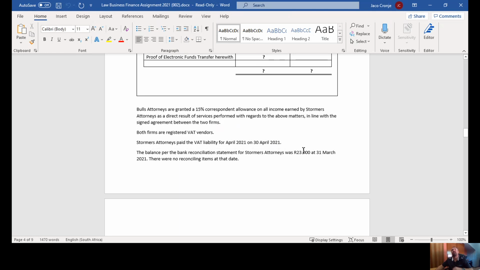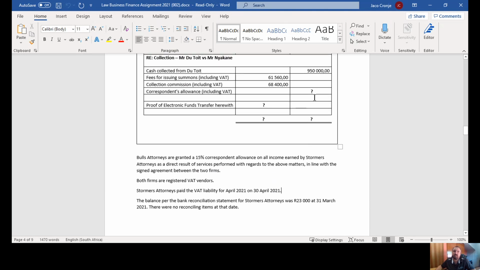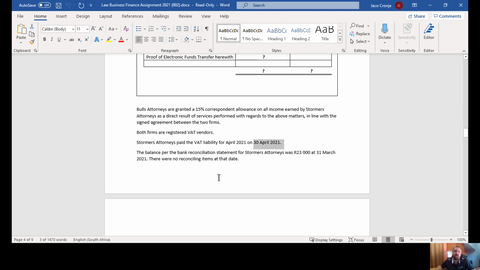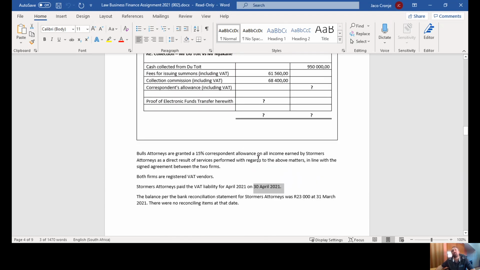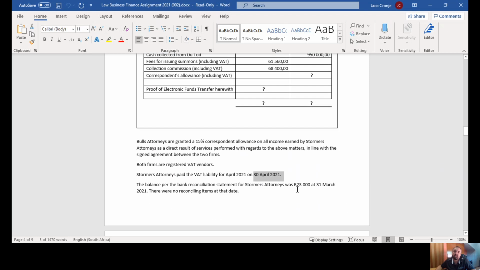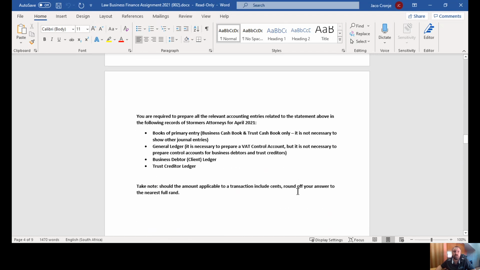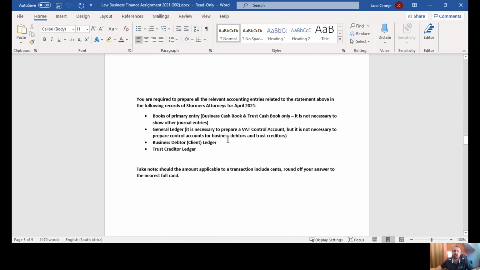All that you've got to do, after you've captured all of the above transactions in the various ledgers, is work out what's the balance on your VAT control and do a business cash book entry against your VAT control to zero the account out. So don't forget, because that's a bonus, very easy mark to get there. The balance per the bank reconciliation statement for Stormer's attorneys was 23,000 at 31 March 2021. There were no reconciling items. So all that they're giving us there is the opening balance for our April business cash book. Okay, and then we already know what's required.